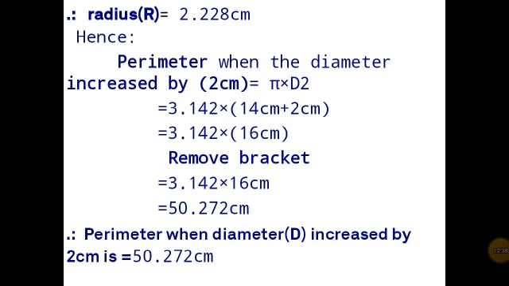So therefore, perimeter when diameter is increased by 2 centimeter is equal to 50.272 centimeter. I hope you understood this very clearly. You can go back to it and follow what has been narrated to have a better understanding on this again.